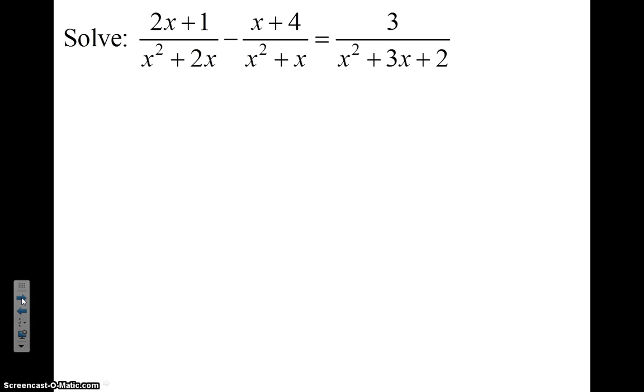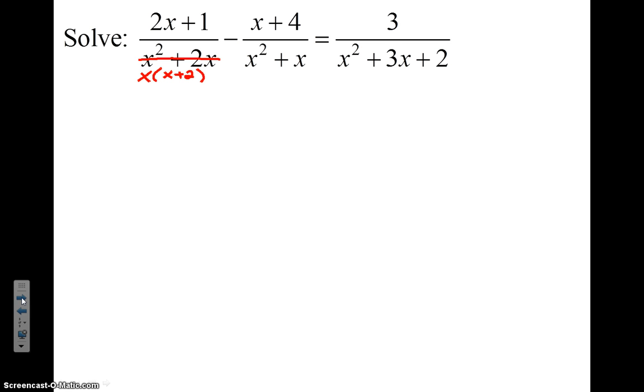Alright, another one here, a little bit longer. We want to think about factoring our denominators first. I'm going to just go ahead and factor and write that underneath what I already have for my denominator. So this first denominator has the greatest common factor of x, which leaves me then with x plus 2. So I'm going to just cross that out and just be thinking about the factored form.